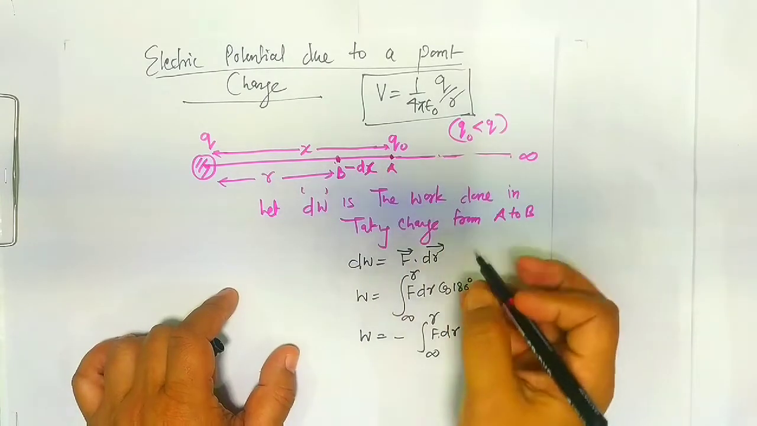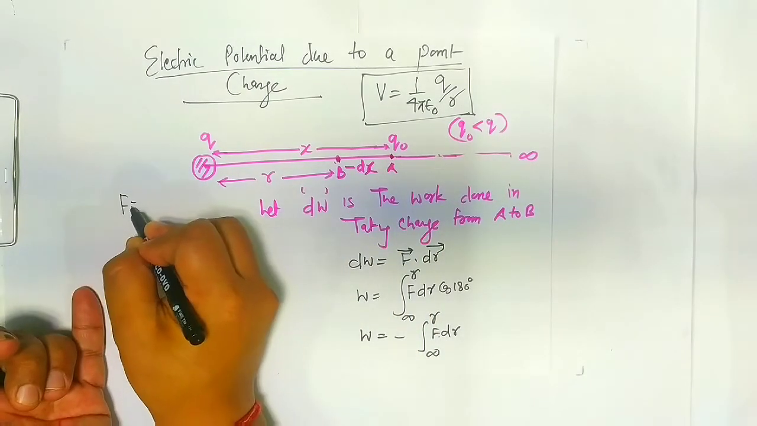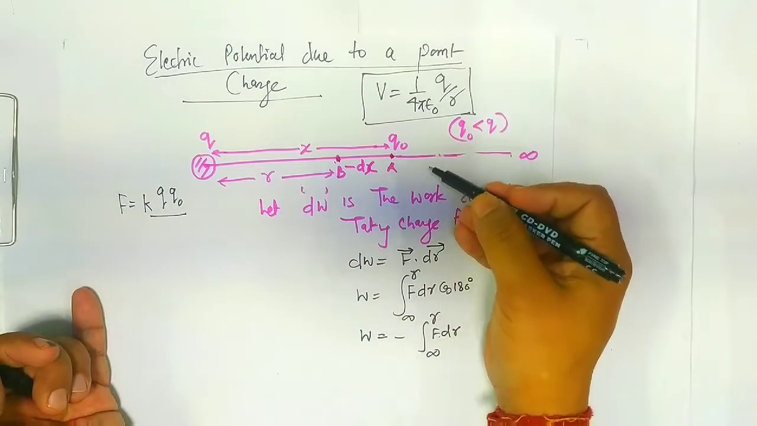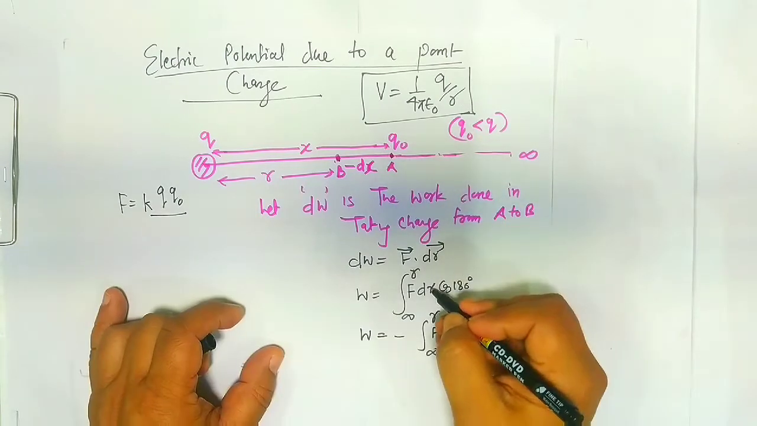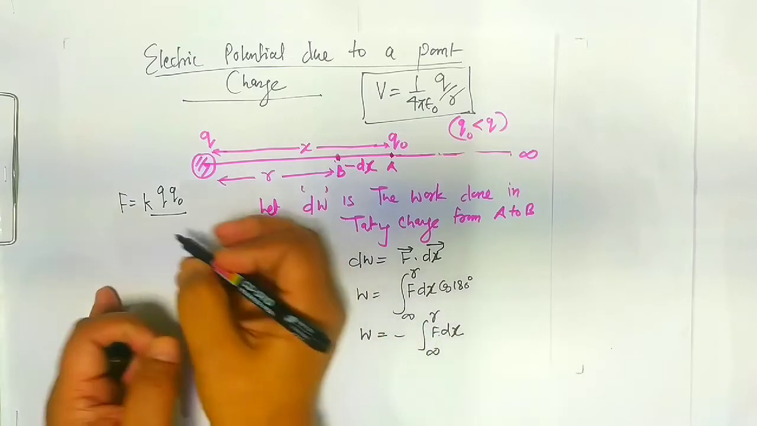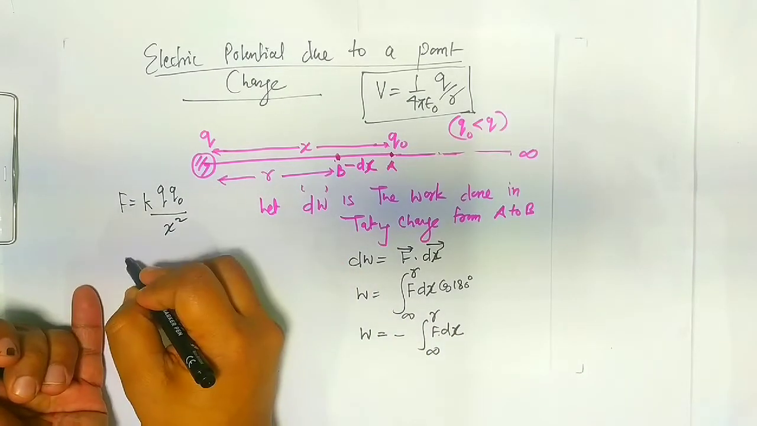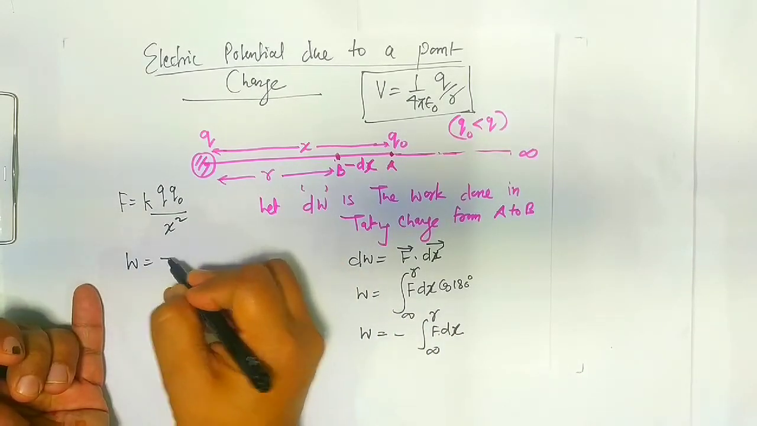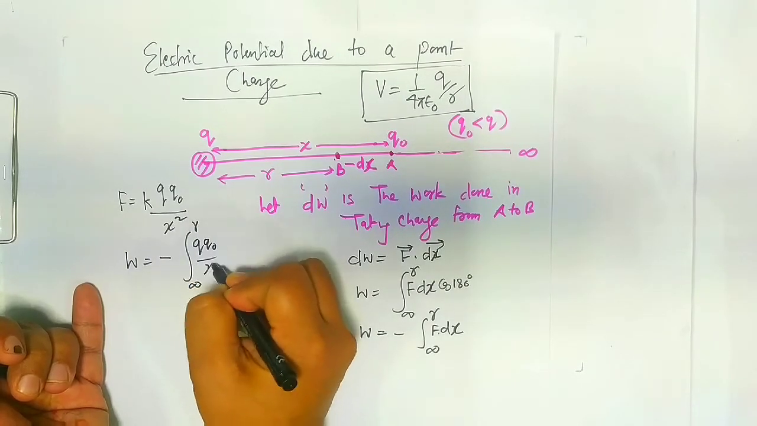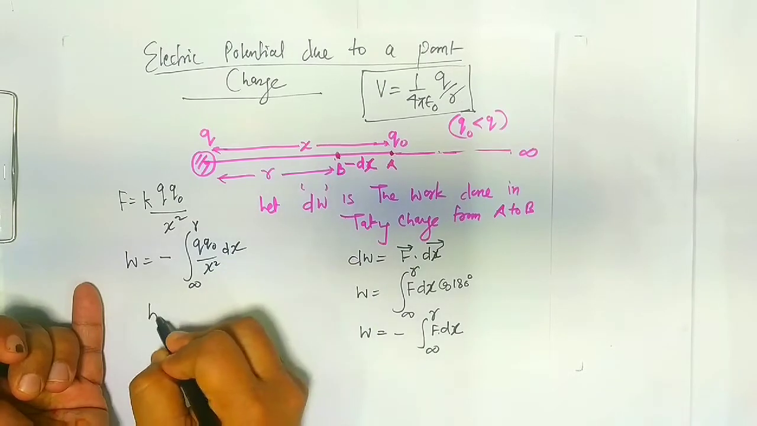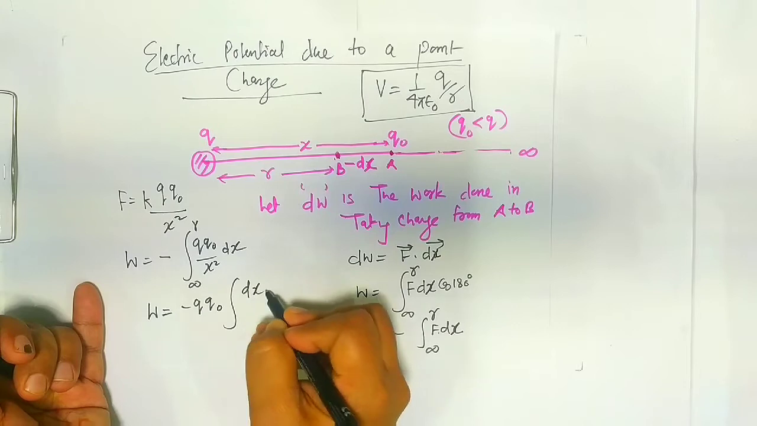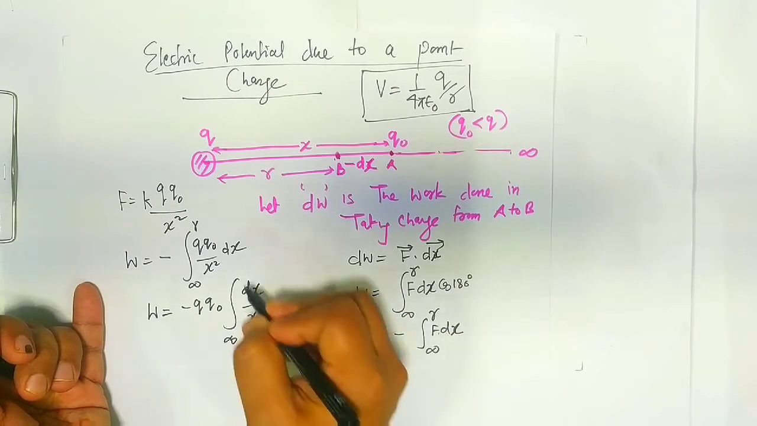Now this F is actually the electrostatic force. What is the electrostatic force? K q q naught by what right now? What is the distance? It is x. So we will take dx, not dr, dx. So F dx, so it is x square. So ultimately it will be minus, infinity to r, K q q naught by x square dx. And remember, q naught will be out, and it will be dx by x square, infinity to r.